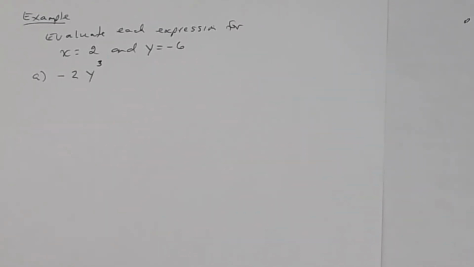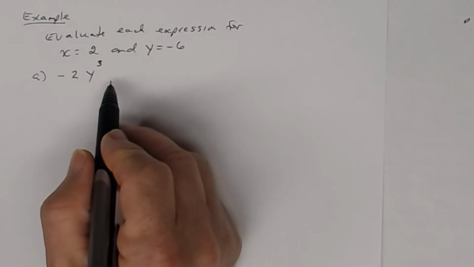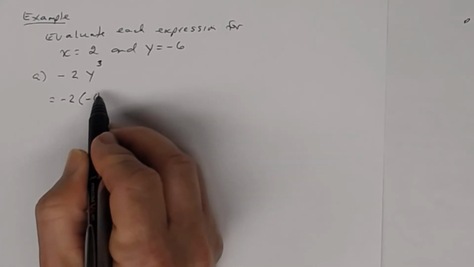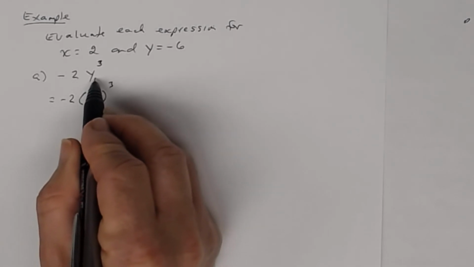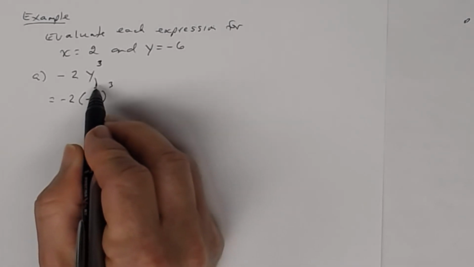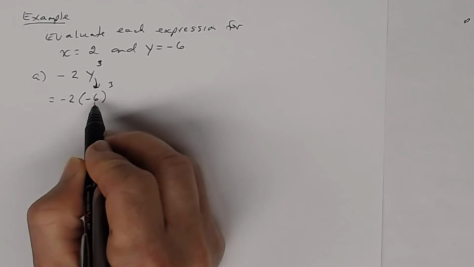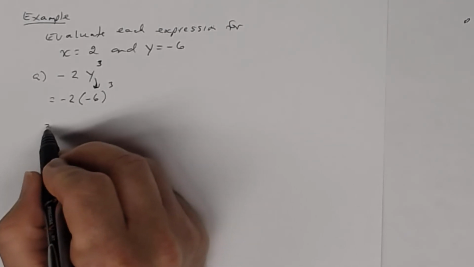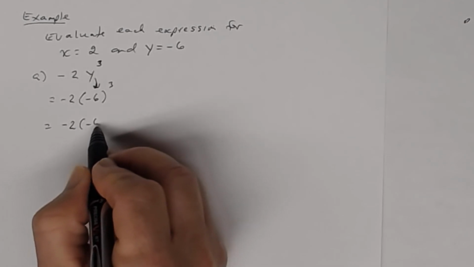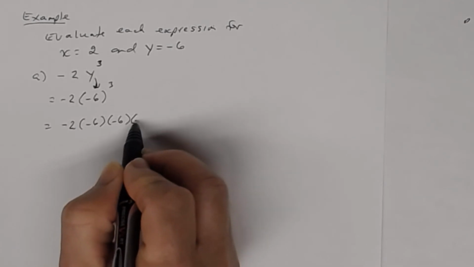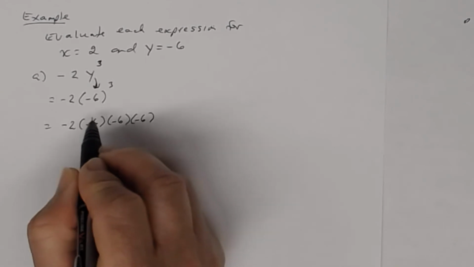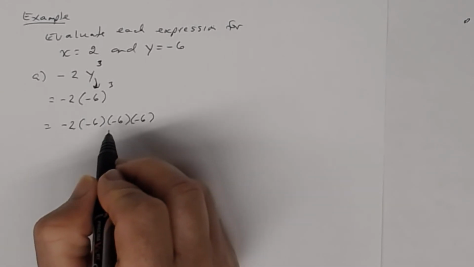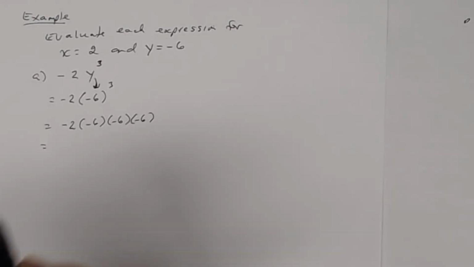All right, so in place of y, I'm going to substitute -6. So I get -2 times -6 cubed. Notice y is -6, but -6 being cubed. And so what that means is -2 times -6 times itself 3 times. That's what this means. And then it's just a matter of using your calculator to do this.